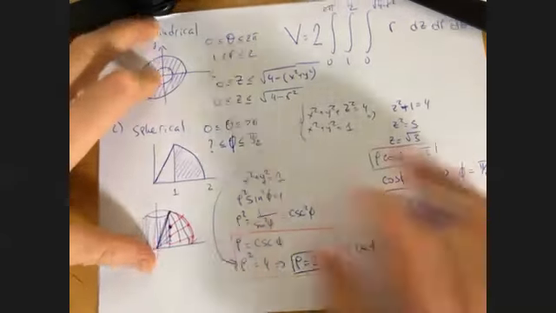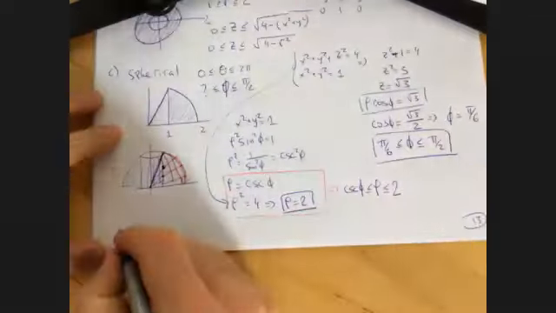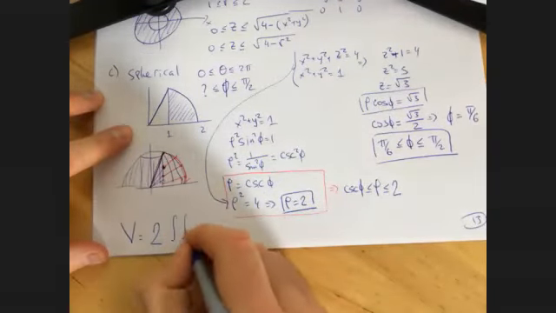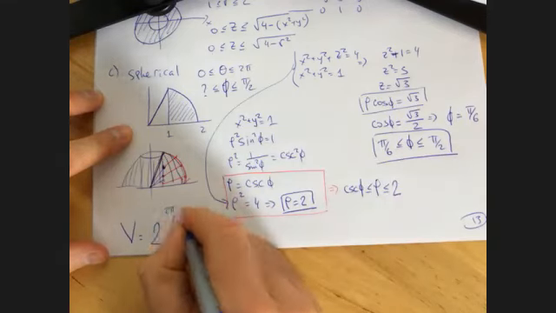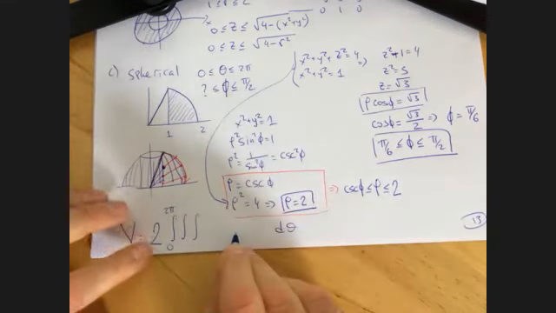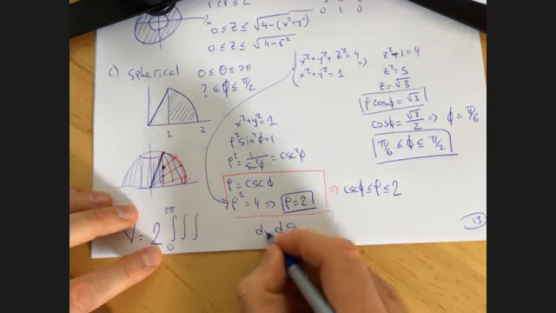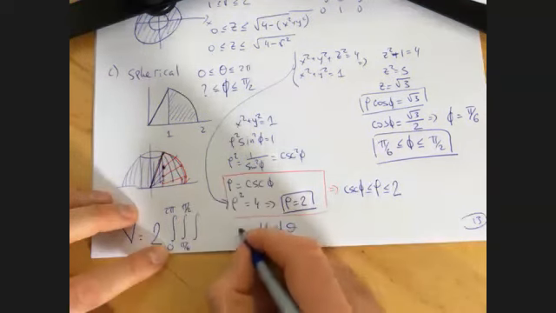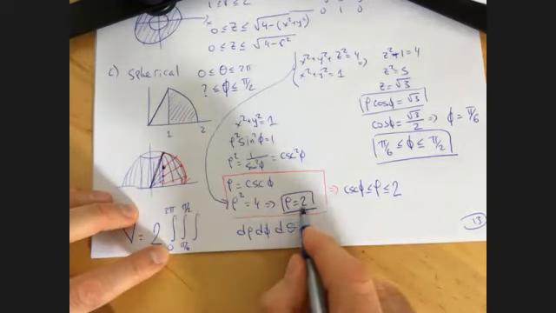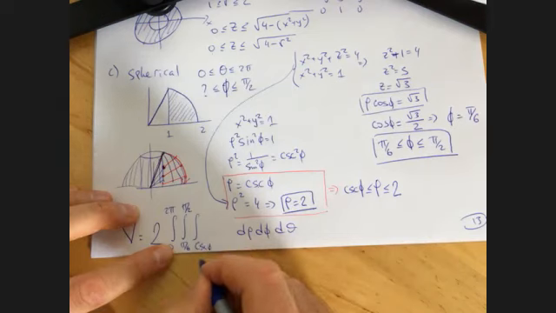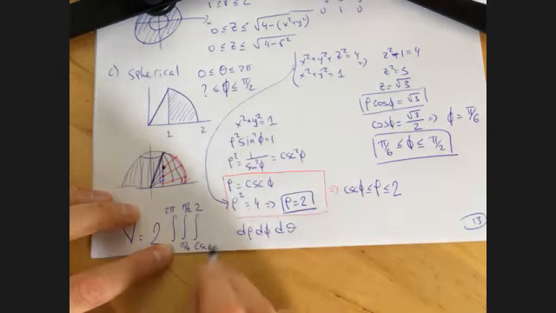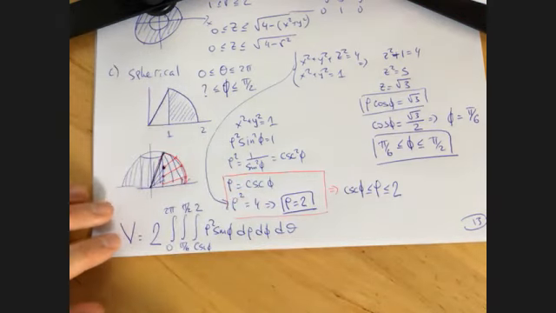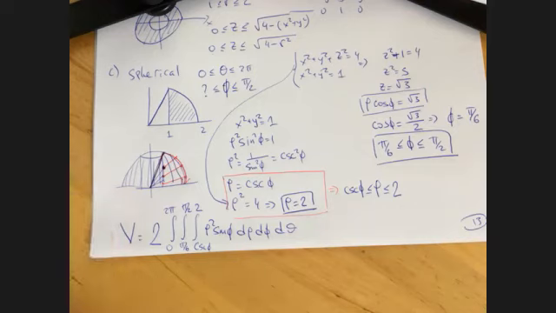Okay, and this volume is equal to 2 times the triple integral. Theta goes from 0 to 2 pi, phi goes from pi over 6 to pi over 2, and rho goes from cosecant phi to 2. Don't forget the Jacobian, rho squared sine of phi. Any questions?